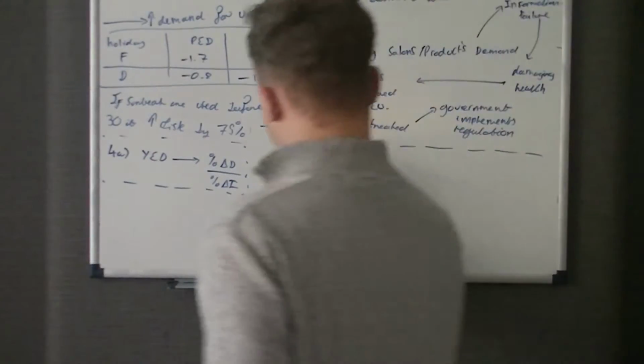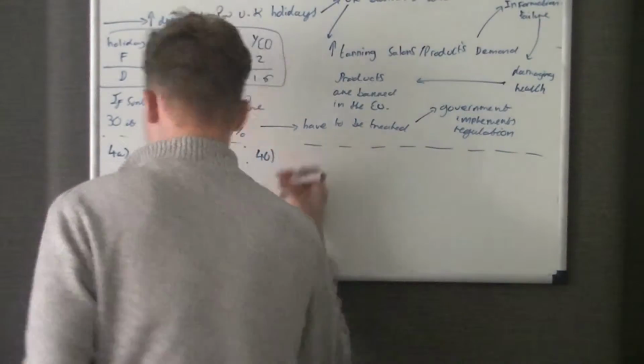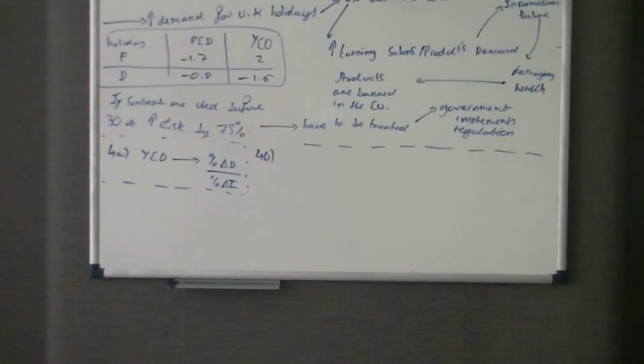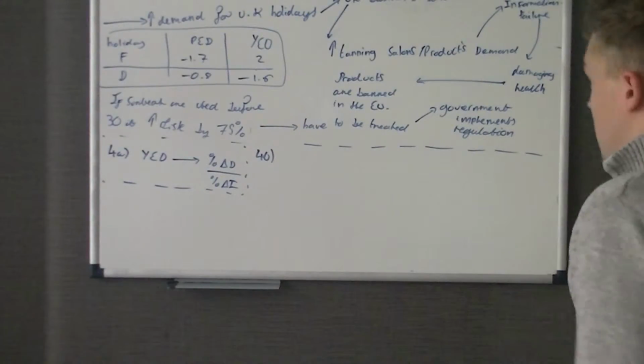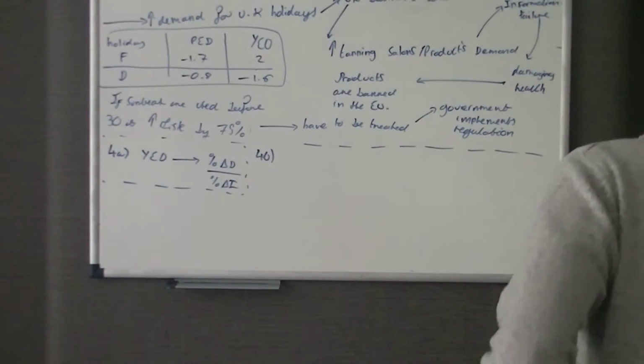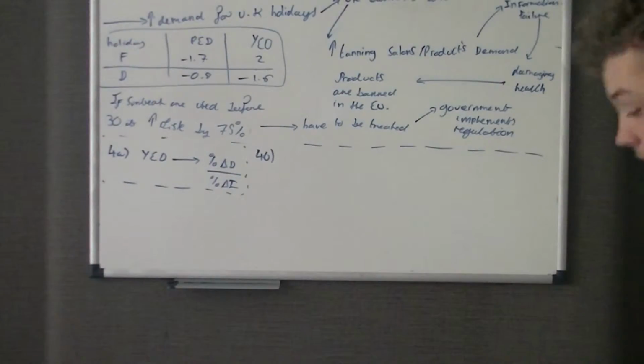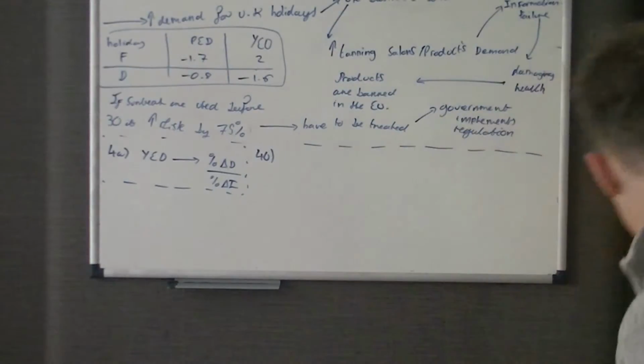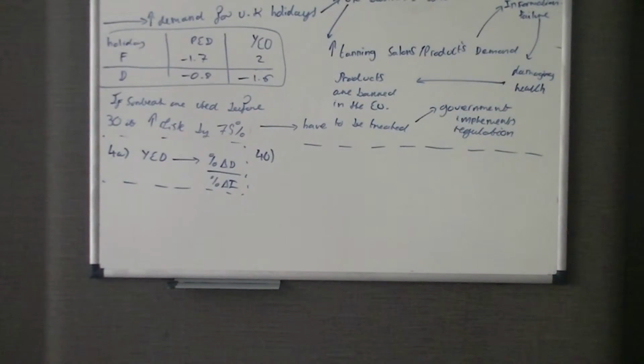4b. I said I really won't write anything for 4a, but you need to write the equation. It says there is expected to be a 10% fall in UK's income in the next 2 years. Comment on the likely impact of this fall on the holiday market. Oh wow, this is 6 marks, isn't it? Yep, 6 marks. This is quite a big one. So what does it say? Comment on the likely impact of the fall in the holiday market.